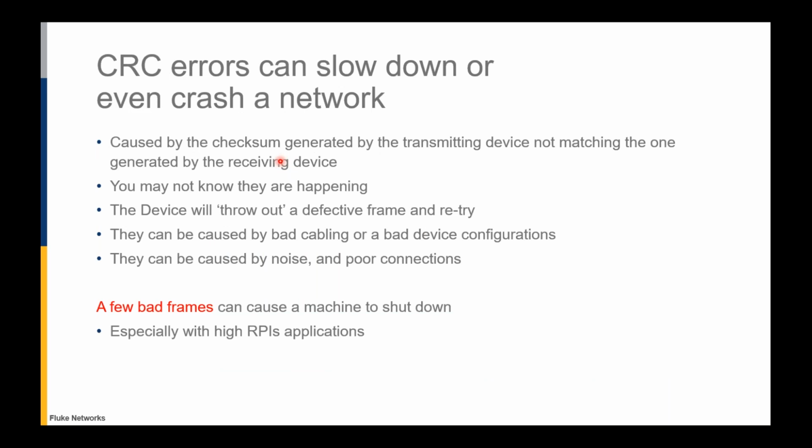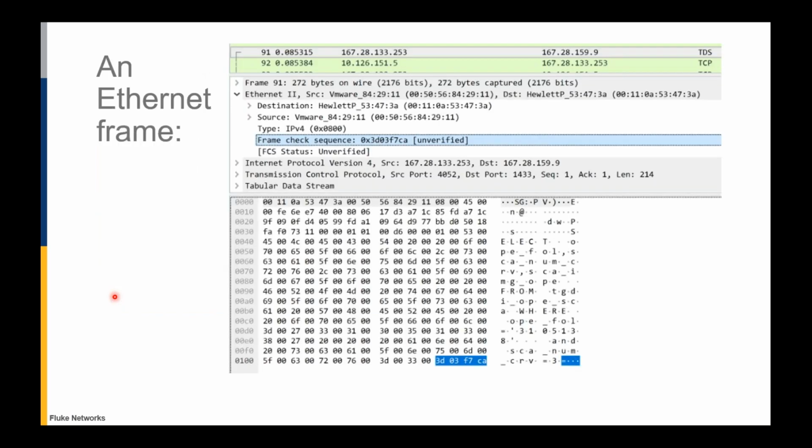And if a frame doesn't get there, it's going to retransmit it. The problem is there's a delay while we're waiting for the retransmission. And if something really important needs to happen during that delay, like you need to shut the line down, that can cause a problem. So technically, the specification of a CRC error is this, it's caused by the checksum generated by the transmitting device not matching the one generated by the receiving device. So let's drill into this a little bit more to understand how they're generated.